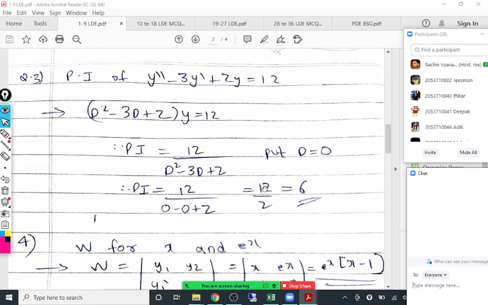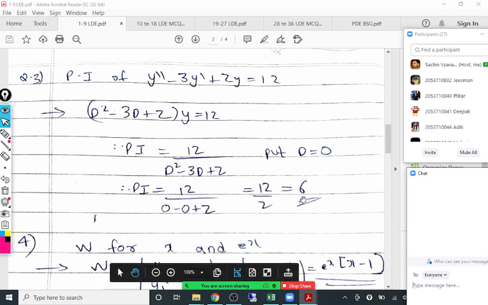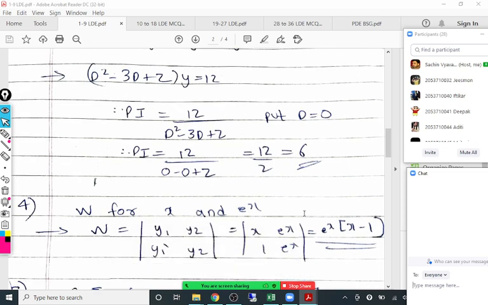Question 3. We want here the PI for this function. Now a constant is there. Whenever a constant is there, you can take e raised to 0x, and so we can replace D by 0. Replace D by 0 for a constant to get the yp, and you get that yp there. So the correct answer is 6. Okay, so that's about question 3.